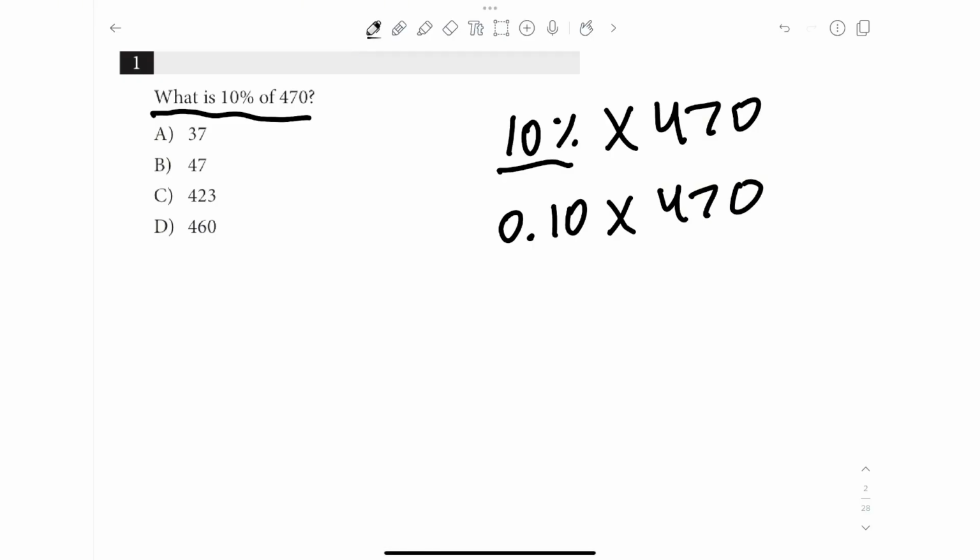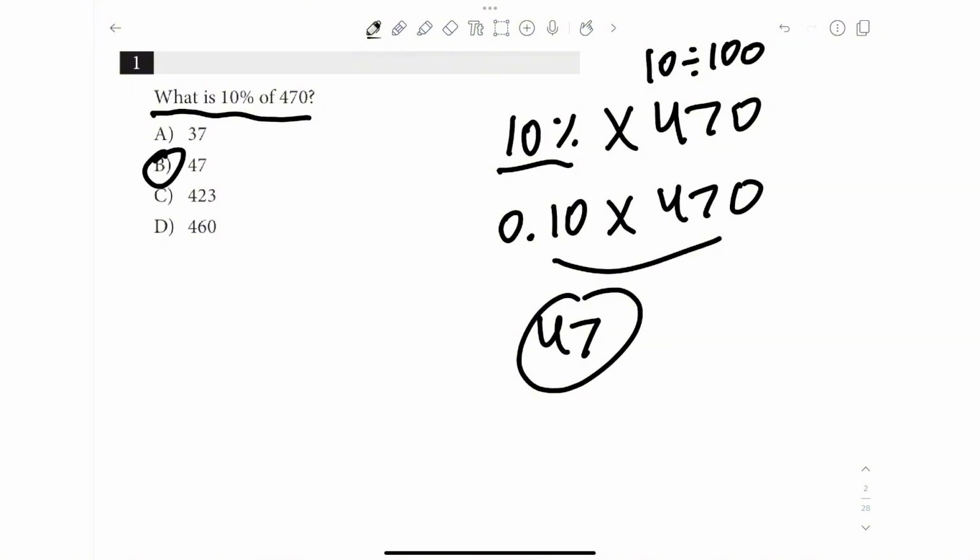And that's just because we divided 10 by 100. And now if we multiply these through, we should get 47. That leaves our answer as B.